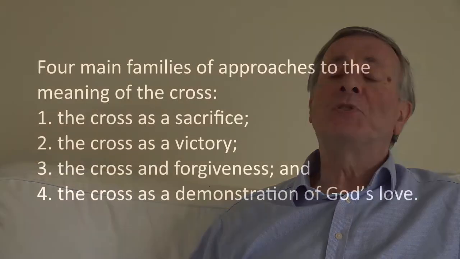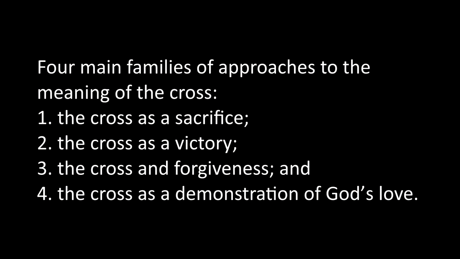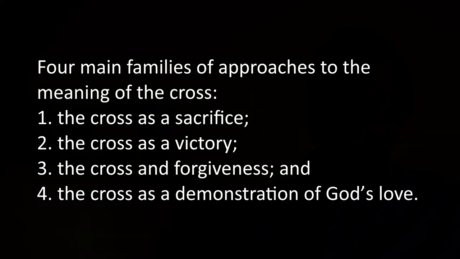A major section of this chapter deals with four main types of theories of the atonement: the cross as a sacrifice, the cross as a victory, the cross as forgiveness, and the cross as a demonstration of God's love. And in each case, we look at the foundations of these approaches, and we follow this through with a careful examination of how this idea was explored by Christian theologians down the centuries.